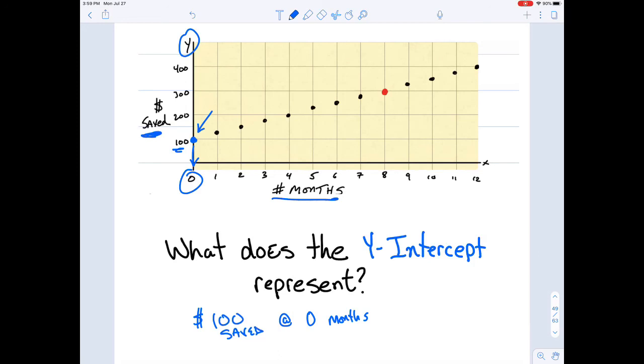So that's what it represents, right? The Y-intercept represents I have $100 saved at 0 months. Another way to say that, which is very, very common in word problems, is we begin with $100. So the Y-intercept is oftentimes the beginning value or the value at the start of a problem.